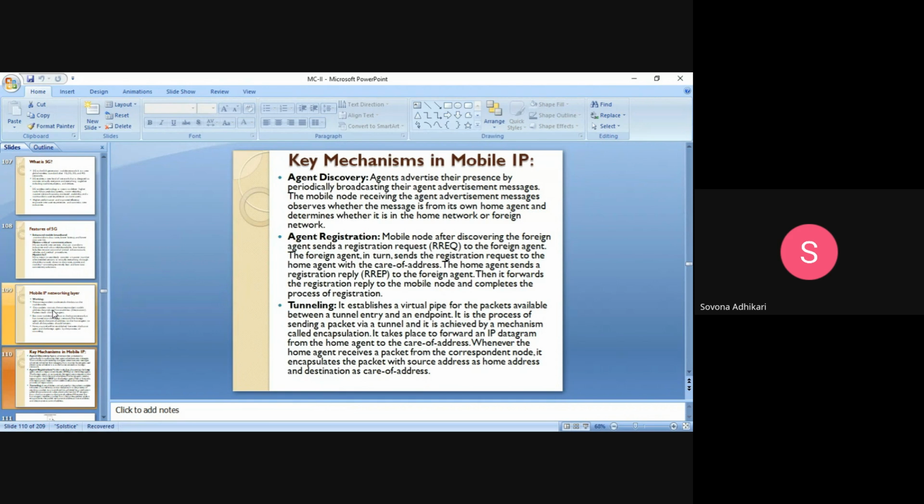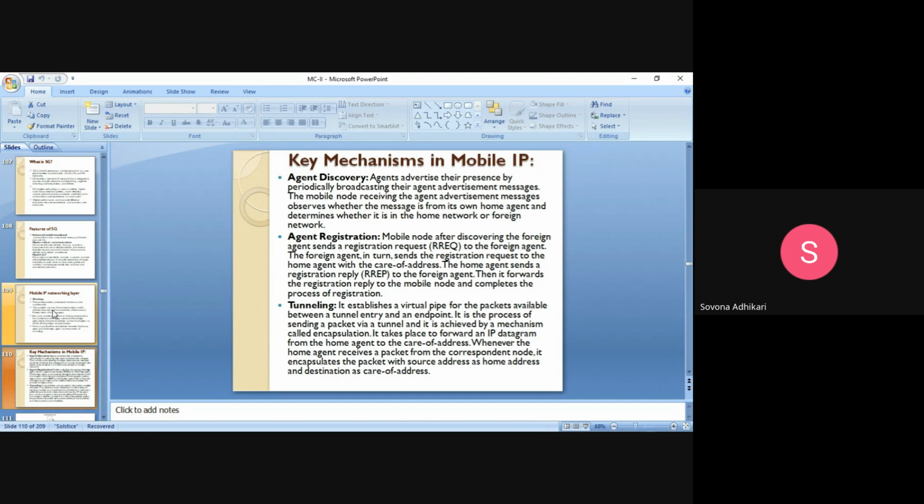between a tunnel entry and tunnel endpoint. So it is a process of sending packets via a tunnel, and it is achieved by the mechanism called encapsulation. It takes place to forward an IP datagram from the home agent to the care of address. So this tunnel forwards the data. Data are forwarded from the home agent to the foreign agent with the help of the care of address.